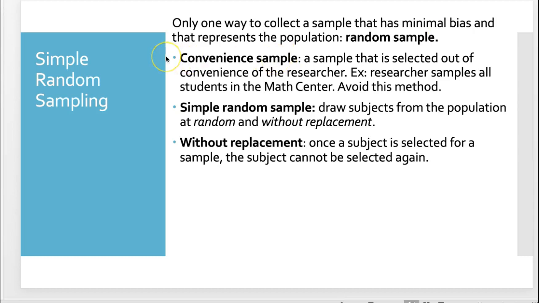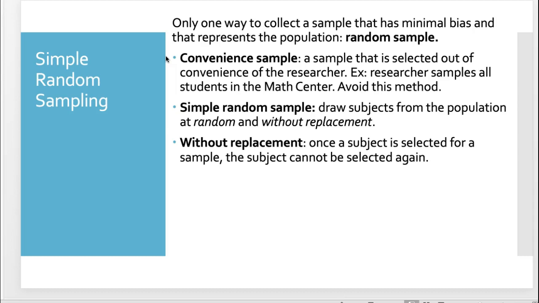Okay, but a convenience sample is a sample that is selected out of convenience of the researcher. For example, a researcher samples all students in the math center. If I were trying to do a study on Moorpark College students, and I just sampled all of my students in my statistics course, it's a convenient sample. It just means you're lazy. The researcher was lazy in getting the sample, and you want to avoid this method because it's not random at all.